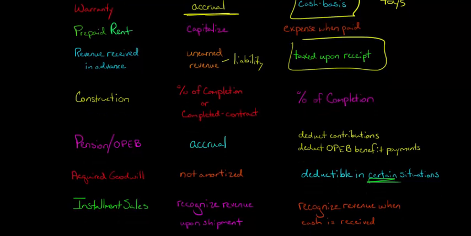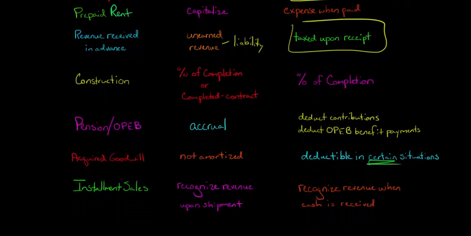Now, with installment sales, for financial reporting, you're going to be recognizing revenue upon shipment of the goods. I mean, that's not a hard and fast rule, but generally speaking, when you've shipped the goods, you can recognize revenue. But for tax purposes, you're only going to be able to recognize revenue when cash is actually received.